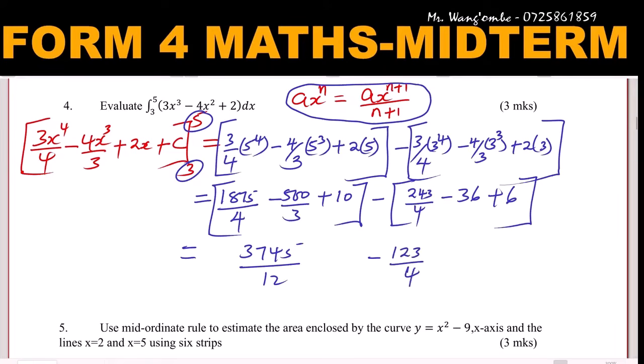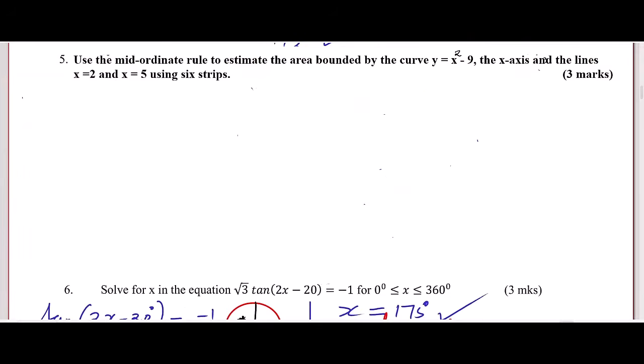divided by 4. So once you subtract these, 3745 divided by 12, subtract 123 divided by 4, that will give 281 and a third. So that is the final solution.